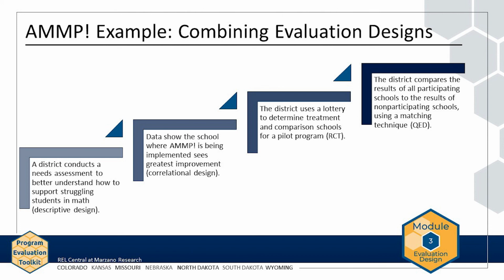To provide stronger evidence that the program is effective, the district conducts a pilot program with 6 middle schools within the district, using a lottery to determine 3 treatment schools and 3 comparison schools for the program. This is an RCT. After finding positive effects from the RCT, the district rolls out the framework to all schools that wish to participate. The agency then compares the results of all participating schools to the results of non-participating schools, using a matching technique. This is a QED.